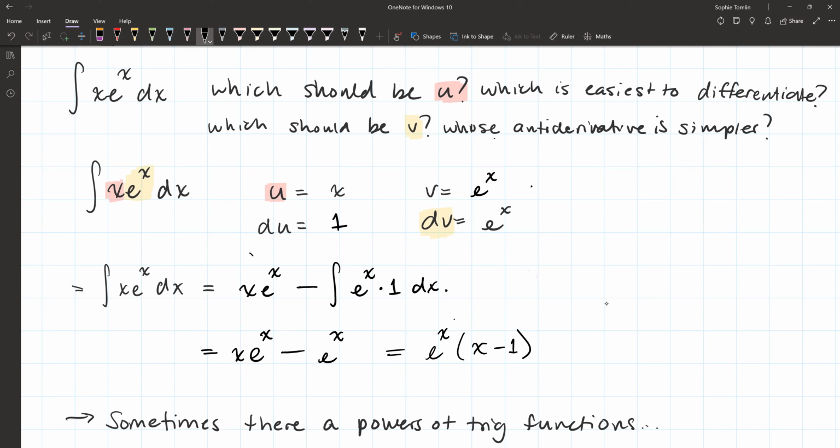Does anyone have any questions about integrating by parts? Does that make sense? How do you know if you've chosen the right u? When you're integrating by parts, a tip that you may have chosen the wrong ones is that this integral is more complicated than what you had over here. That's usually a good sign.